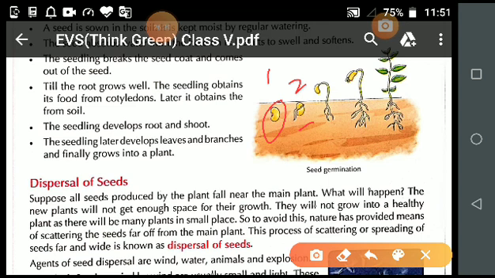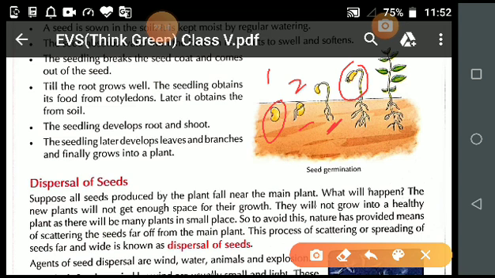Now in picture number 3 you will observe this is the first root. Now some more roots come, and when you observe the third picture you will see the seed is burst, and from inside it very tiny leaves are coming out from this portion.